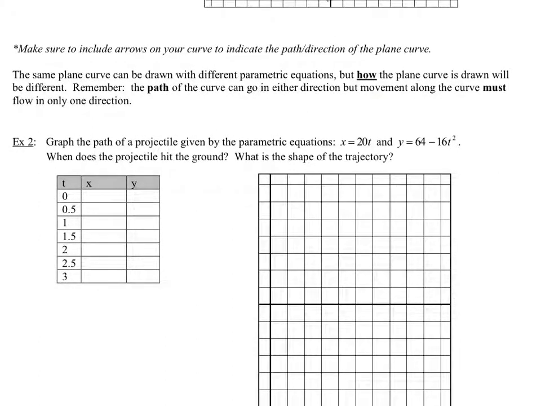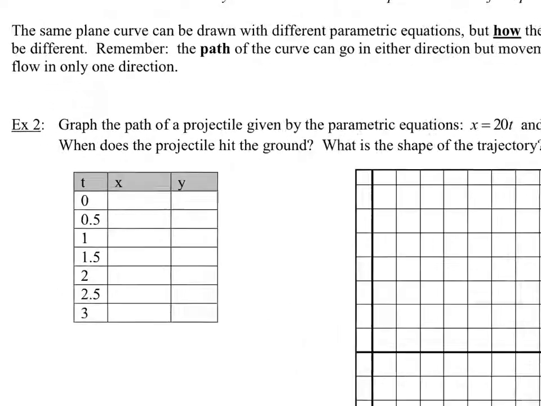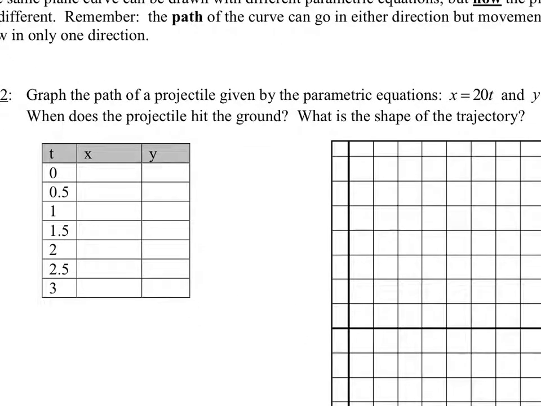So this one we expected to be a vertically oriented parabola because of the equations, but also because it's a projectile, and the path of a projectile is parabolic in nature, but of the vertically oriented variety. All right, so the x values, we just get those by taking our t values and multiplying by 20. So 0, 10, 20, 30, 40, 50, and 60.